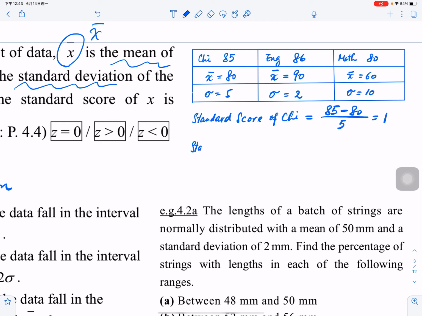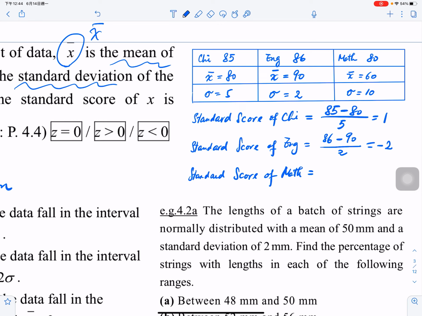Then how about the standard score of English? The standard score of English here is 86 minus 90 over 2. 86 raw marks minus the mean over the standard deviation. So here you found that it is negative 2. And the last one, the standard score of mathematics. What is the standard score of mathematics? 80 minus 60 over 10. And you see that this one is 2.